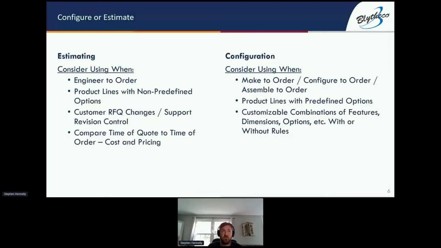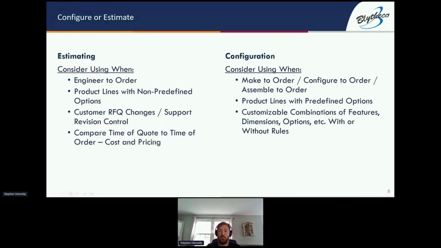So big difference. One's more of that engineer to order estimating. One's more of that make to order, configure to order, assemble to order type of functionality using the configurator tool, right? Both are intended to be on that sales side and assist with manufacturing. But again, we'll see a little bit in its setup and processing how they kind of differ from there, all right?